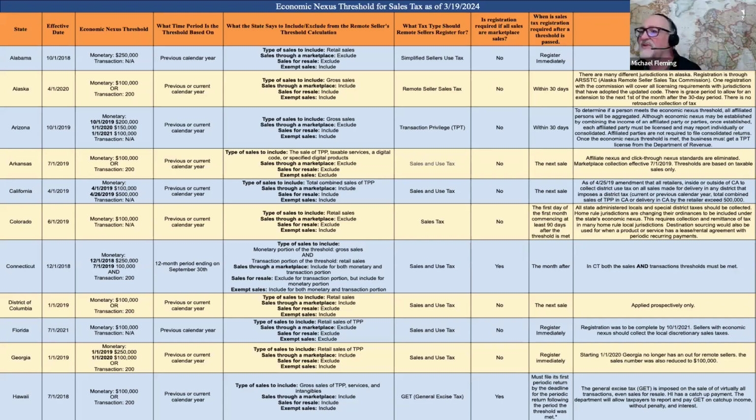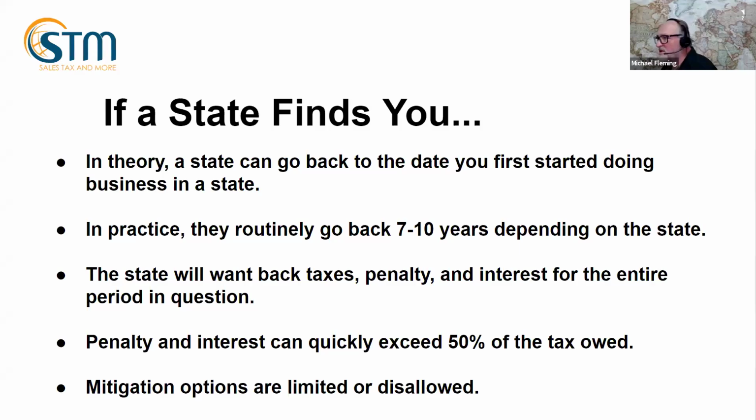Now, what happens if a state finds you? Well, in theory, the state can go back to the date you first started doing business. Now, that's a trick question, and that is one of the questions on a registration. When did you first start doing business? What they're actually asking is, when did your nexus begin? Not when was your first sale made. But if that was 20 years ago, in theory, they can go back there. In practice, they don't usually do that.